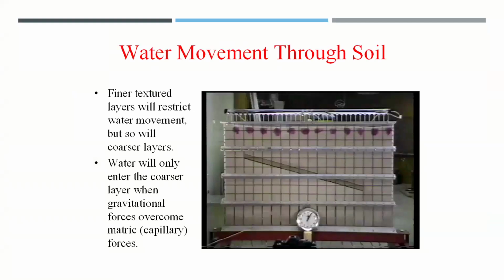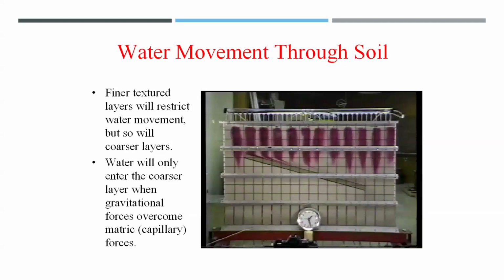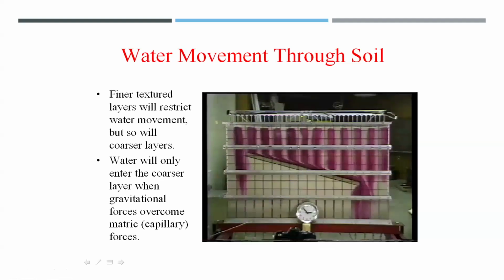Well, the finer textured layers will restrict water movement, but so will the coarser layers. And so gravitational force, once it's saturated here, water's going to start moving down. Capillary action is holding it right where it is now, but as we put more and more in and the soil can't hang on to it, it's going to start moving its way down. But look what happens when it encounters that coarse material. Is it in the coarse material? It's not. It's right above the coarse material and it starts moving. You can see the gray here. It's still gray. Is there any purple in there? No, it's staying along the top.